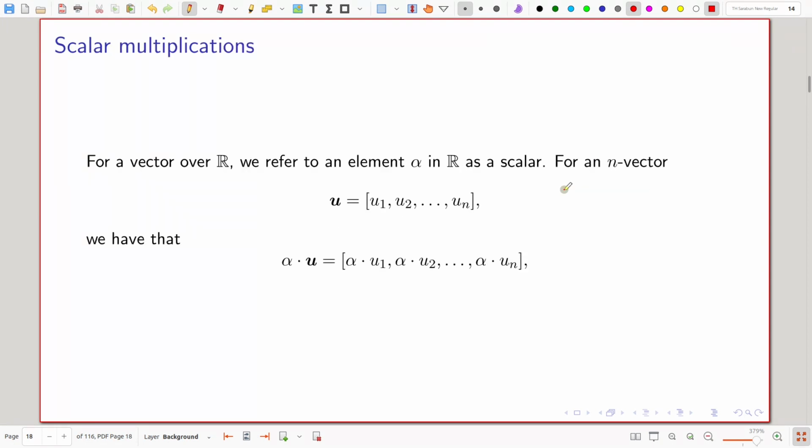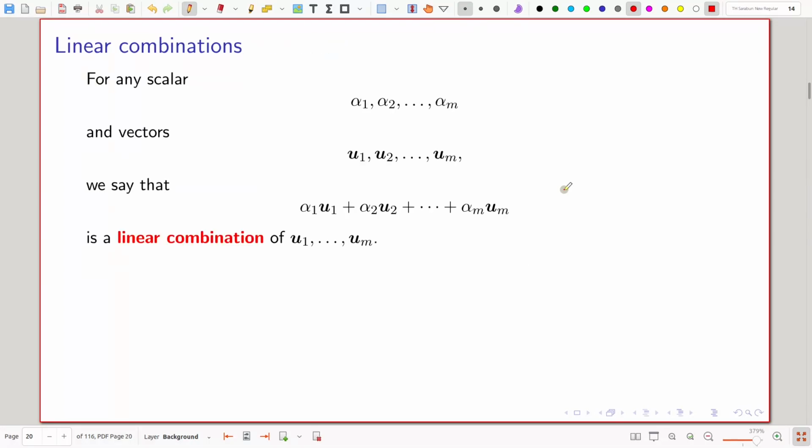You can do scalar multiplication. Given two vectors, maybe more than two, if you have m vectors, you multiply the first vector by alpha 1, which is a Greek letter.